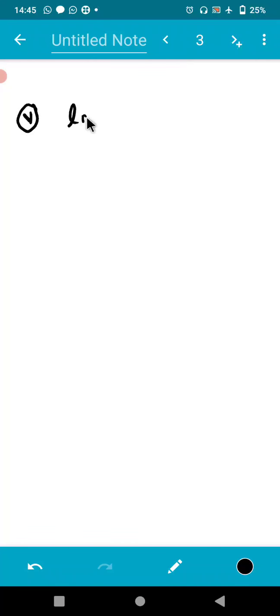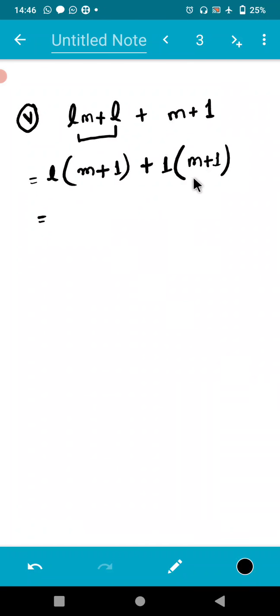Now there is no factor common to the second group except 1. So we'll take 1 as a common factor, and m plus 1 only will remain inside the bracket. Now you see again m plus 1 is the same in both. So we'll take m plus 1 as common. If we remove m plus 1 from the first term, only l will remain. So we'll write l plus, and if we remove m plus 1 from the second term, 1 will remain. So this is the required answer of sum number 5, students.